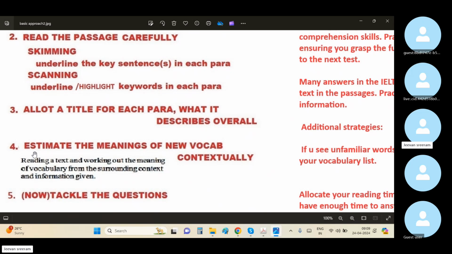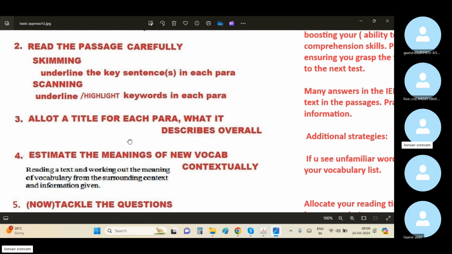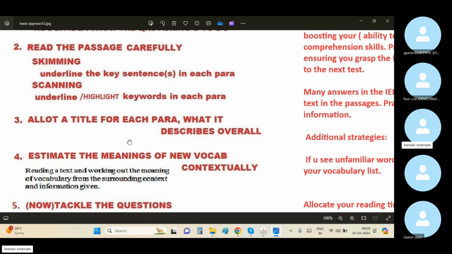And then you should be able to estimate the meaning of new vocabulary contextually, as per the context it is given. So how can you estimate? You have to check the form of the word. Is it an adjective or verb? An adjective talks about the subject of the sentence. If it is an adverb, it talks about the verb. If it is an adjective, it should talk about the nearest noun. Or if it is an adverb, it talks about the nearest verb, right? The form is also important in the estimation of the meaning of a new word.